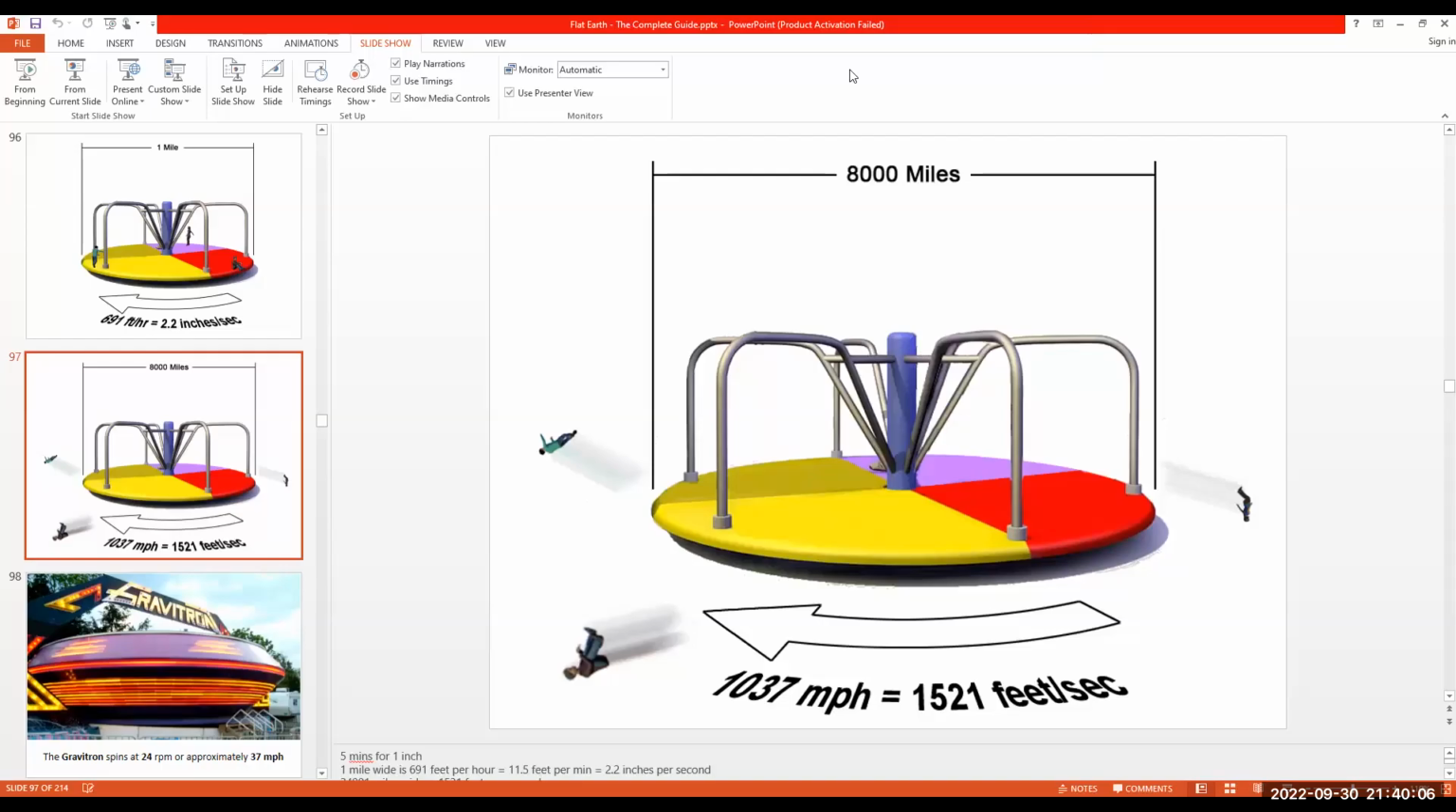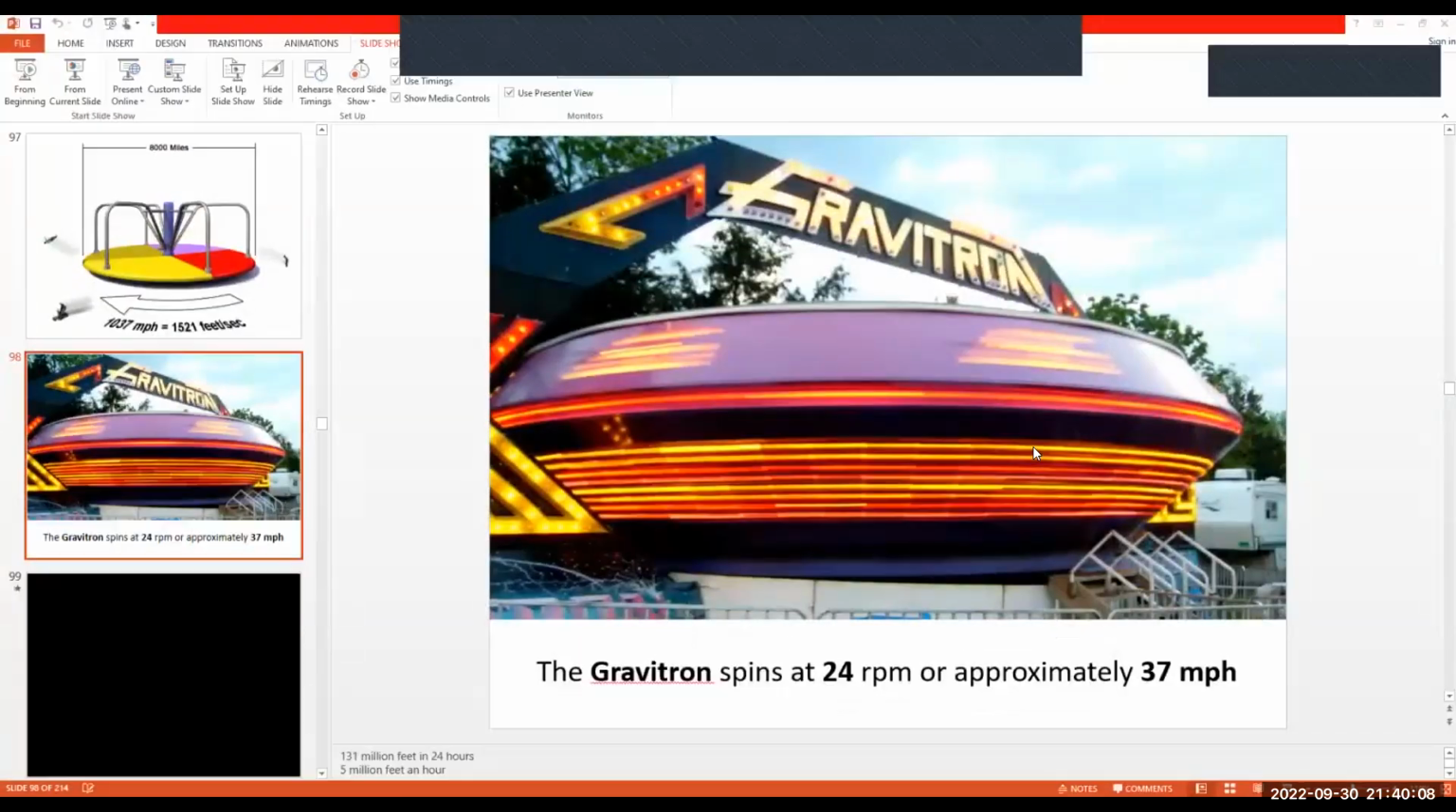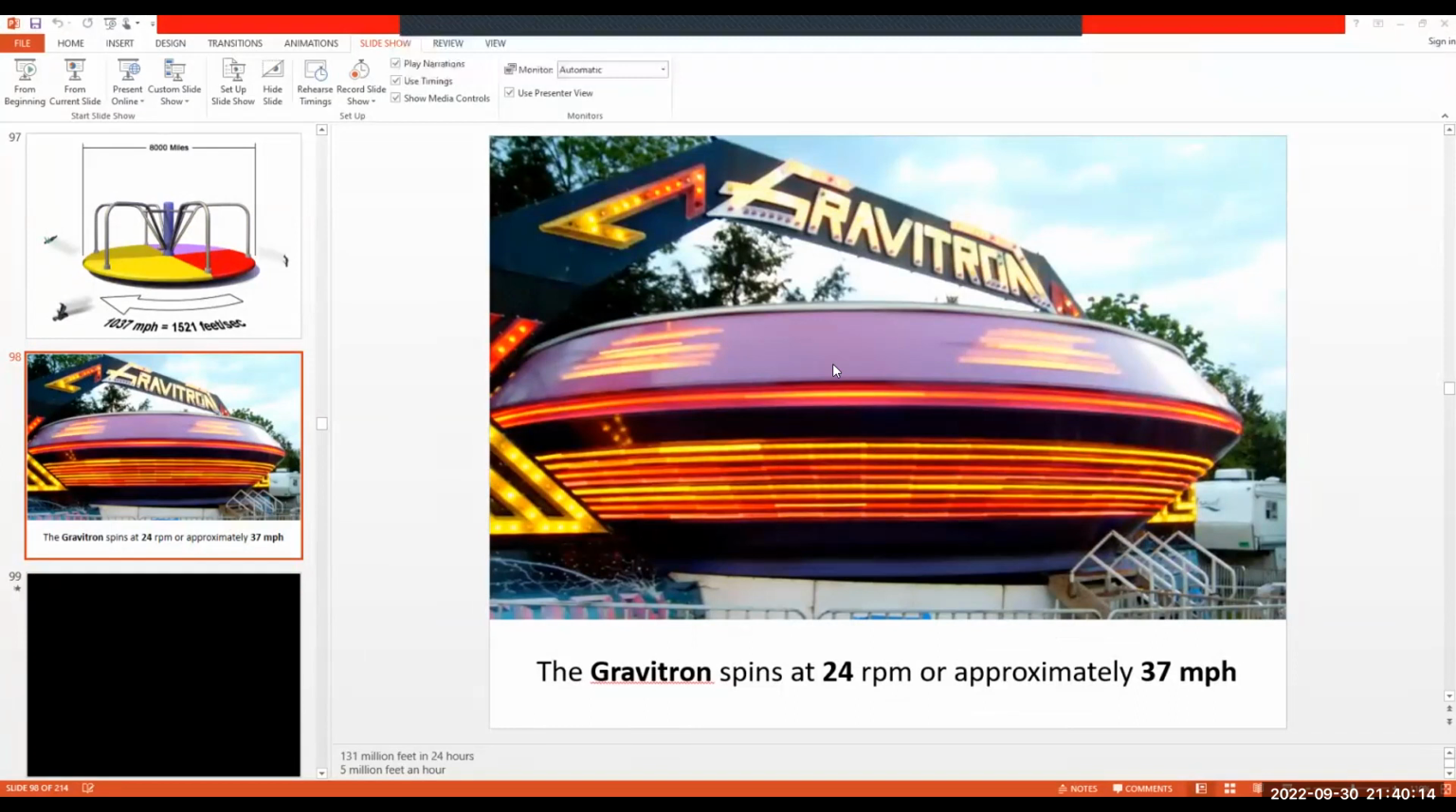Okay, but here's the gravity. Oh, let me go back to sharing the screen again. Okay, hold on. So here's the gravitron again. Can you see that? You see that?